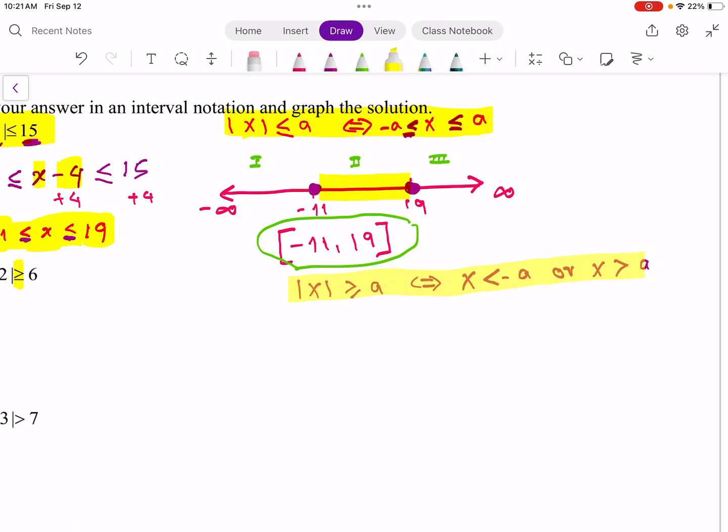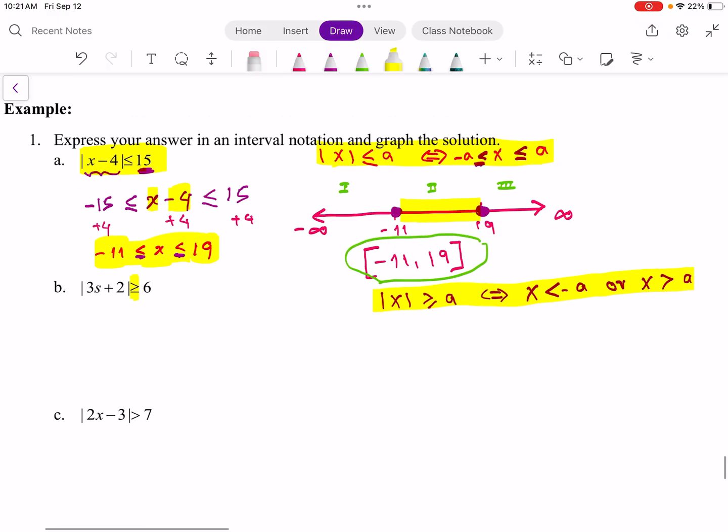So we use this definition to rewrite this absolute value inequality in terms of linear inequalities. How can we do that? At first we have x less than negative a, where x means everything inside the absolute value sign. What do we have inside? 3s plus 2. So write down 3s plus 2.